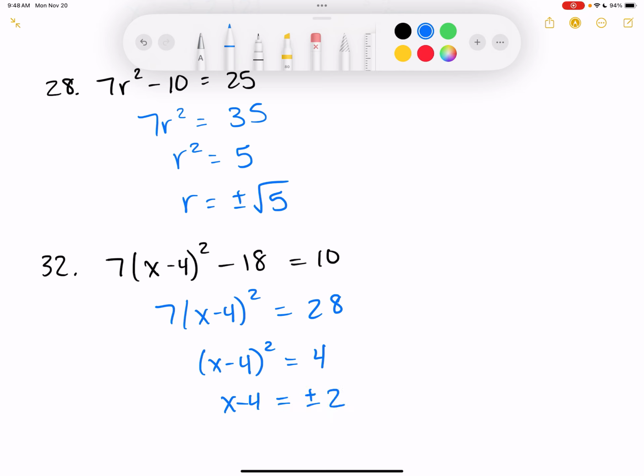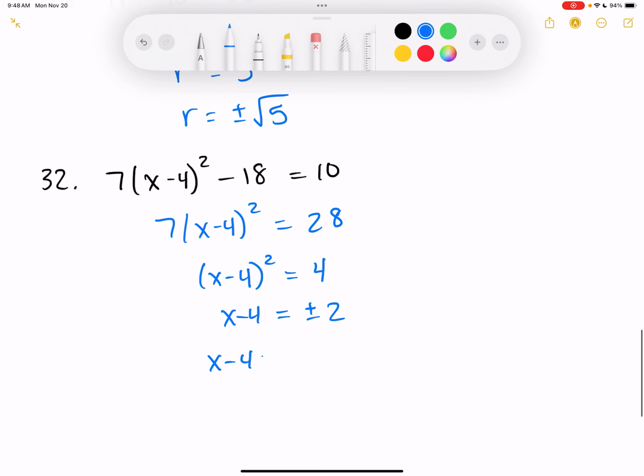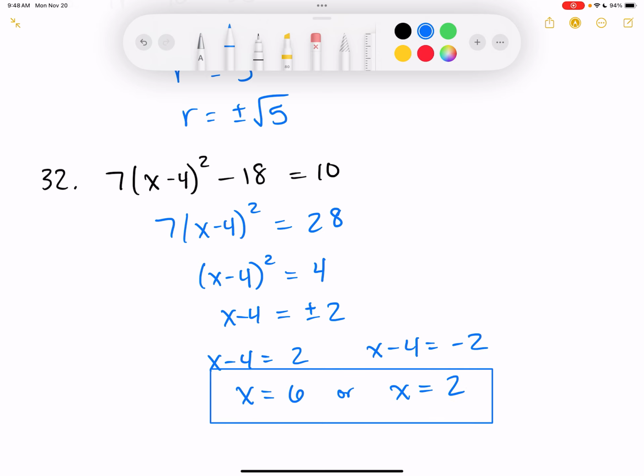Now at this point we do have to actually split it into 2 separate equations, okay, because there's another step that needs to be done after this. So we're going to have x minus 4 equals 2, x minus 4 equals negative 2. So when we add the 4 over, that gives us x equals 6 or x equals positive 2. And so those 2 would be my answer. Okay, so that's 2 completely different answers. We can't just lump that into one thing.